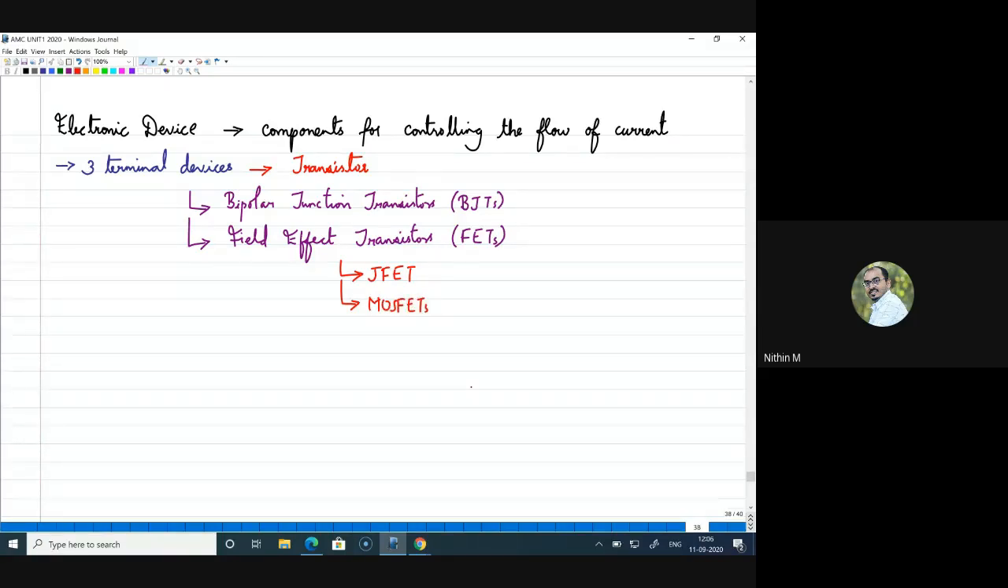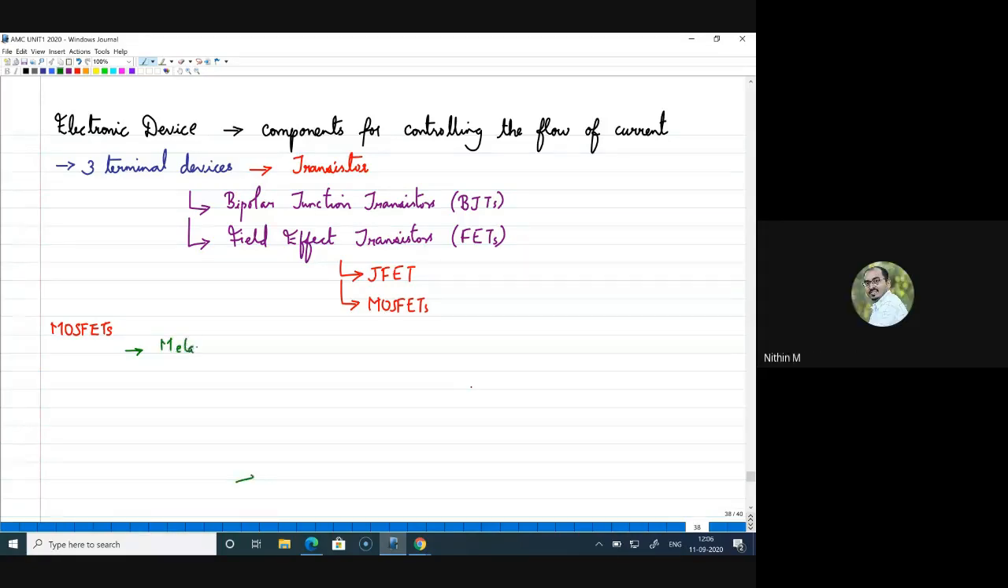Now, we will be starting our course with the most popular device, both in discrete and integrated circuits, that is nothing but the MOSFET. Right. Now, I hope you all are familiar with what a MOSFET is. Can I get responses in the chat box what a MOSFET is exactly? The name of the device. MOSFET stands for? Metal oxide semiconductor field effect transistor.